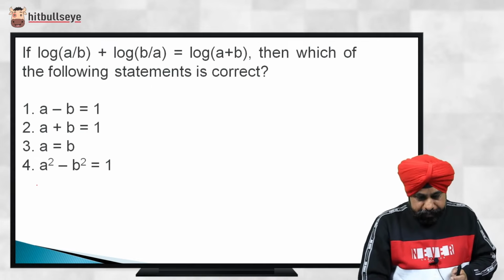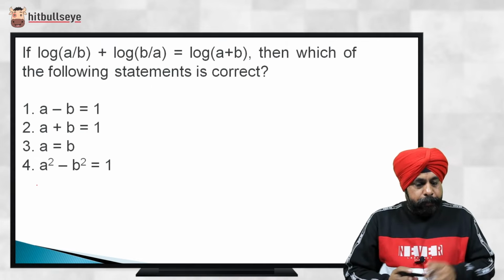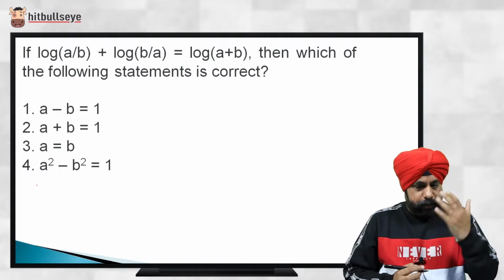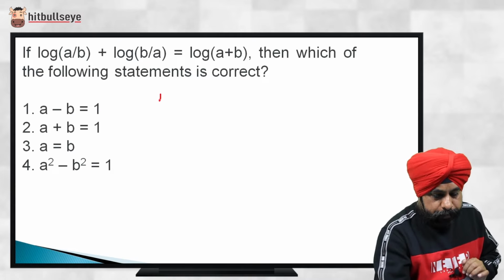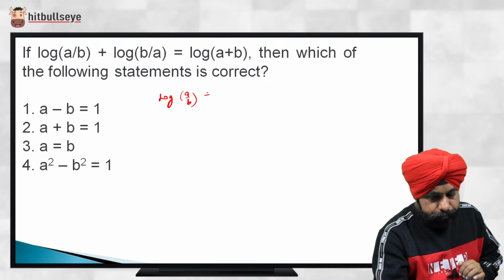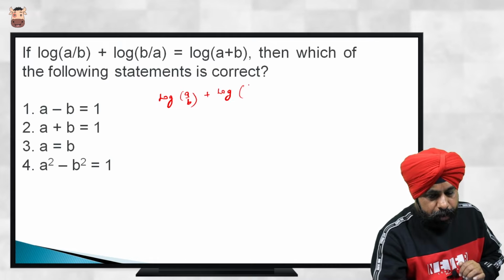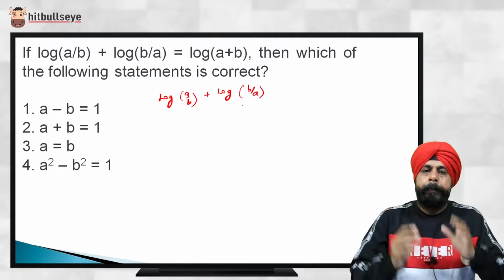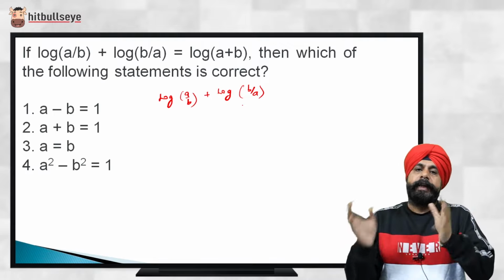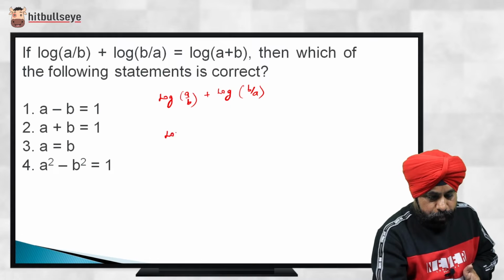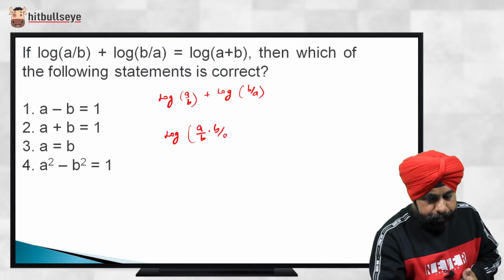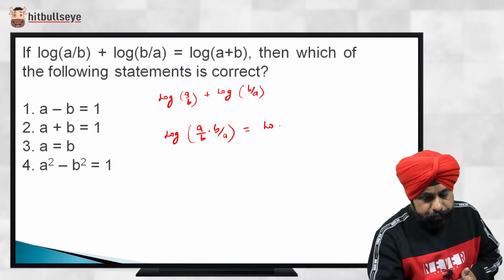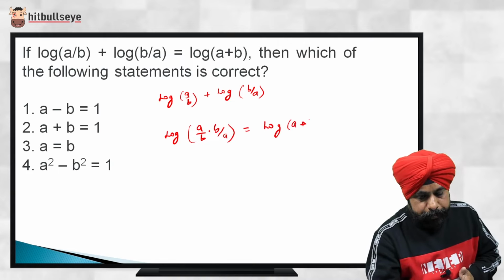Okay. So, let us proceed. People, this is a question based on logs, a very easy question if you have just a little knowledge about logs. I am just solving the first part. So, it was log of A by B plus log of B by A. So, people, in log when you add, that is actually a multiplication. So, if I club the two, it is log of A by B into B by A, and the right hand side was given to be log of A plus B.